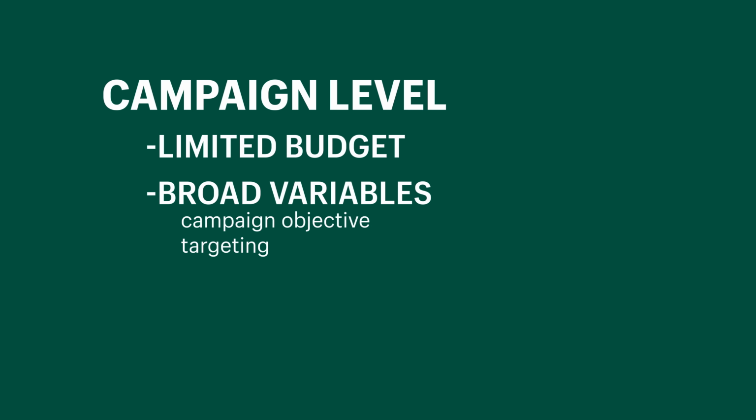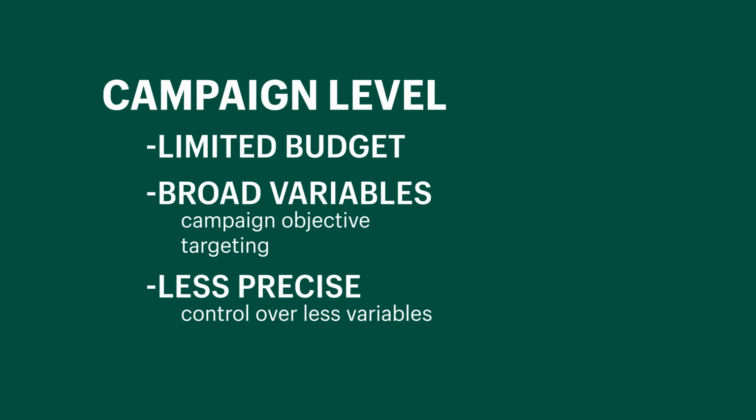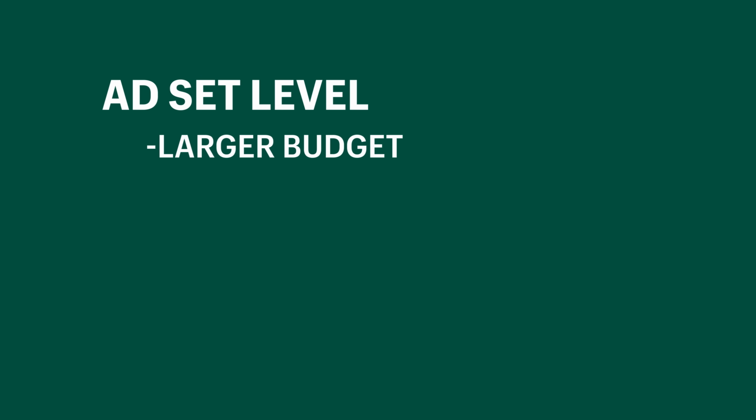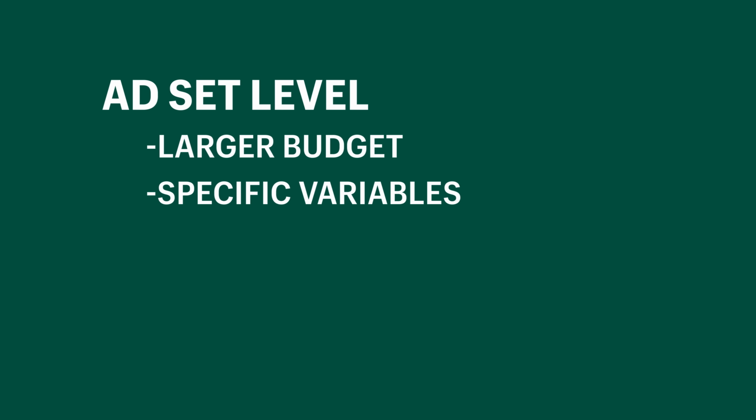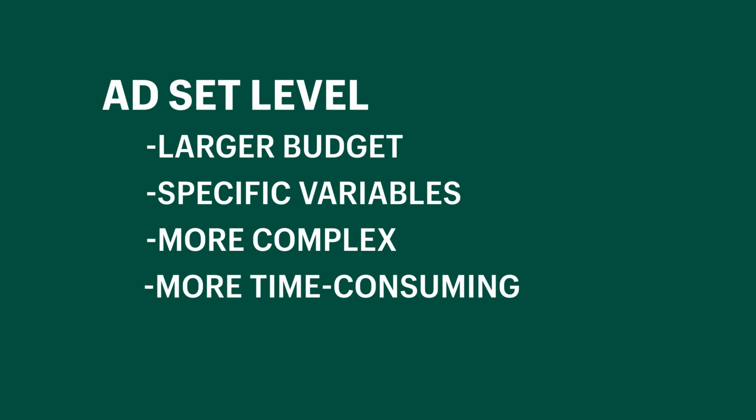At the campaign level, A/B testing is a good option if you have limited budget, or if you want to test a few broad variables, like campaign objective or targeting, for example. The thing is that campaign level A/B testing can be a lot less precise than ad set level A/B testing because you're not going to be able to control as many variables. Ad set level A/B testing is a good option if you have a larger budget or if you want to test more specific variables, but it's going to be more complex and more time consuming.